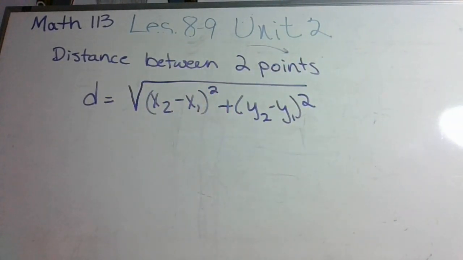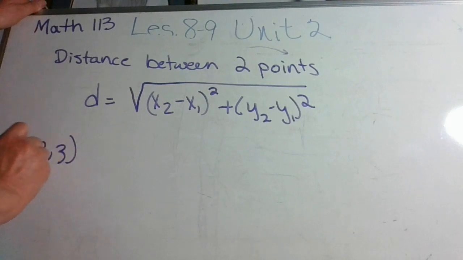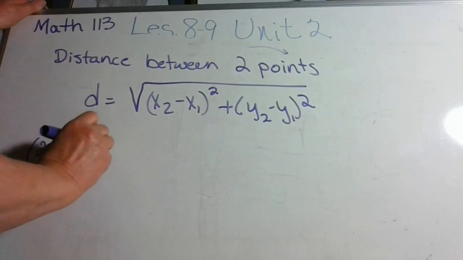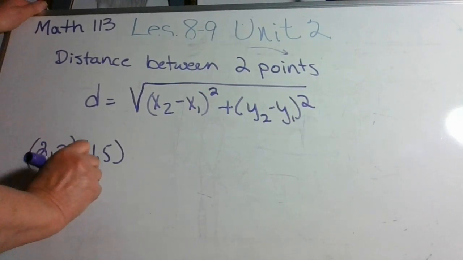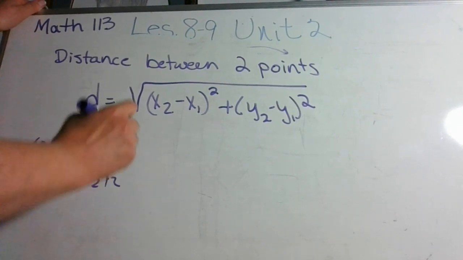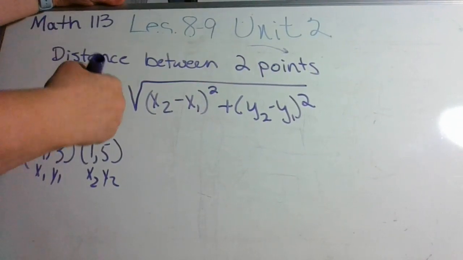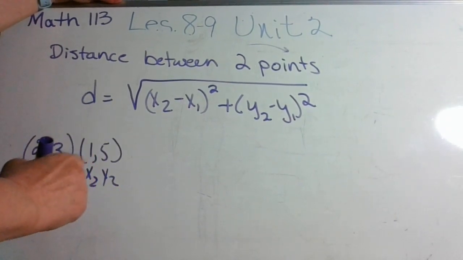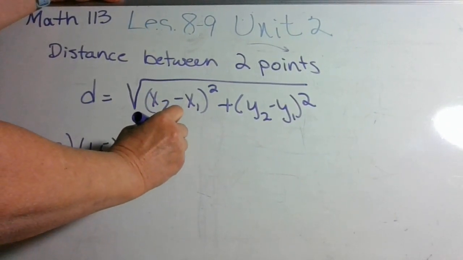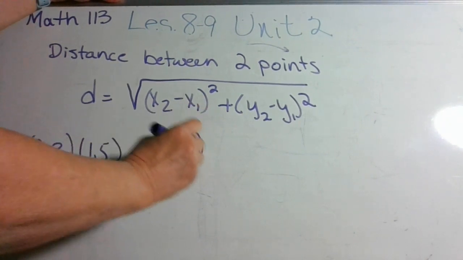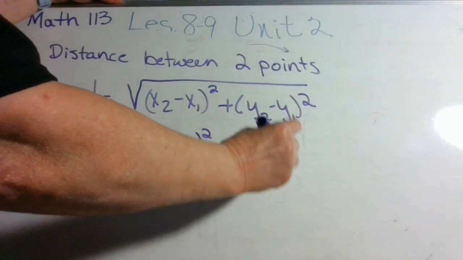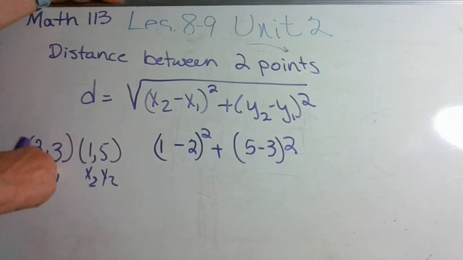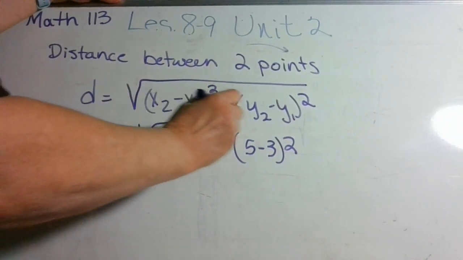So let's use the same points that I had a while ago, the 2, 3, and the 1, 5. And again, this is x1, y1, x2, y2. So I'm going to put that in the distance formula to see how far it is between those. So I'm going to have 1 subtract 2 squared plus 5 subtract 3 squared. I just took the numbers here and popped them in there underneath the square root sign.